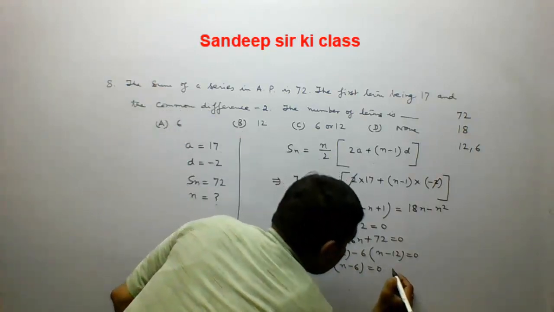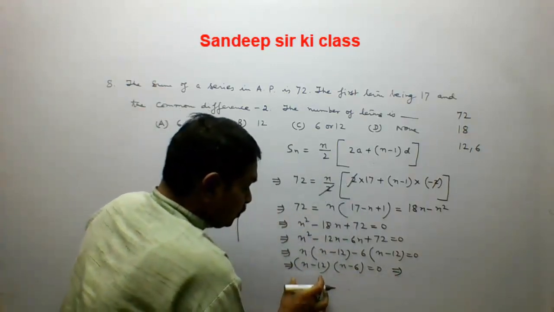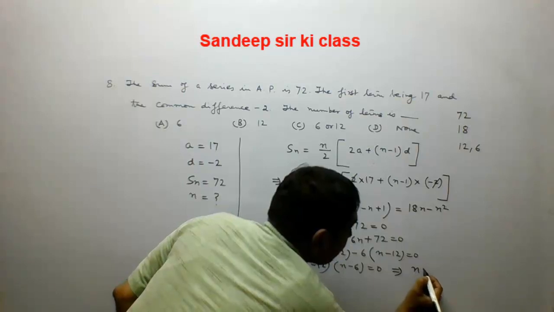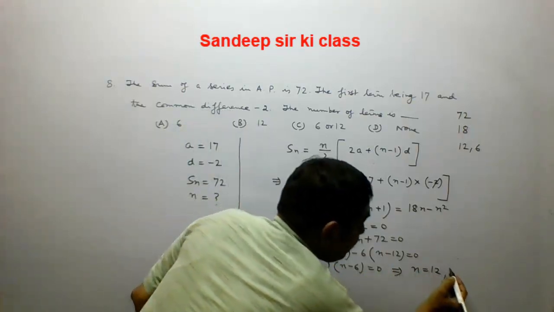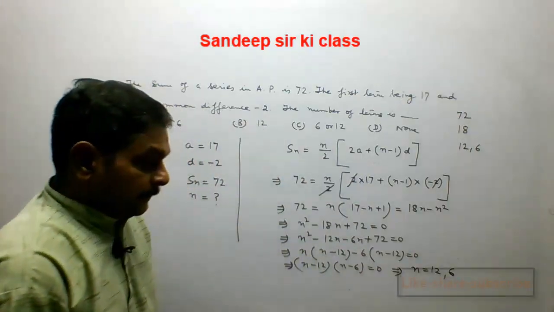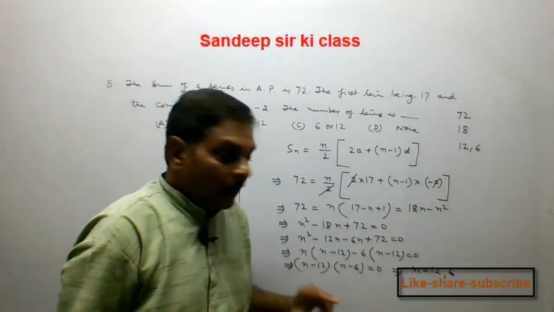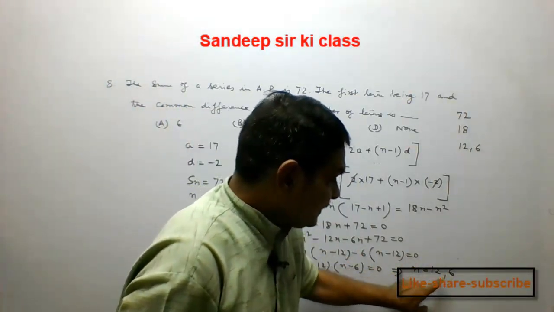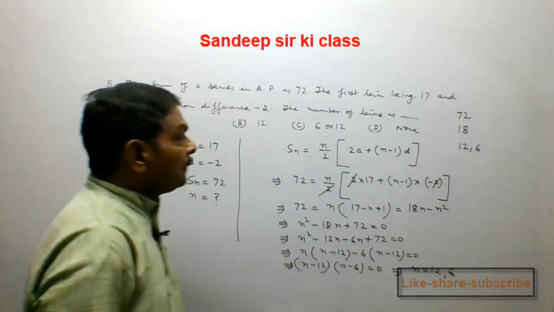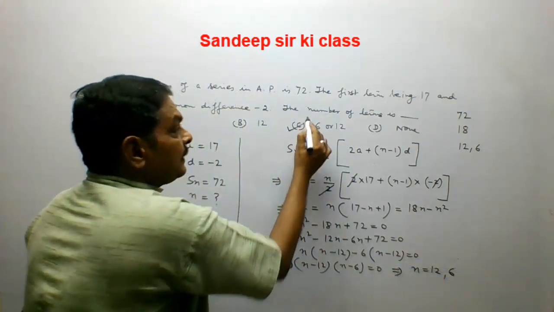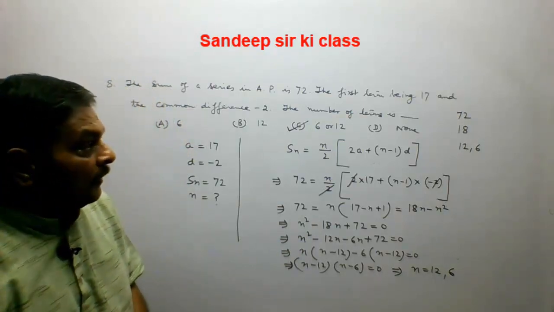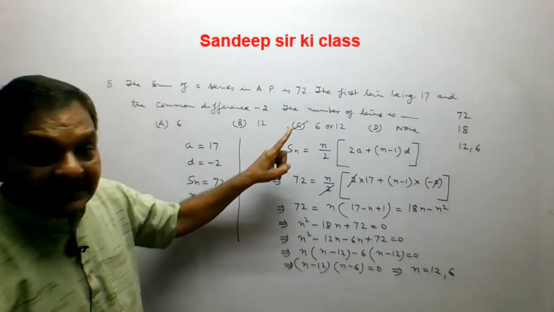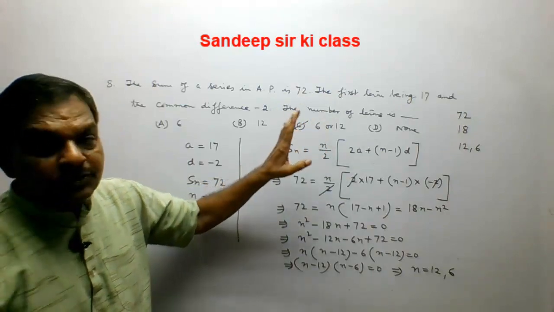That is, if first factor is equal to 0, then n is equal to 12. And if n minus 6 is equal to 0, we obtain n is equal to 6. That is, two values of n are obtained. One is 6 and second is 12. So here option C is correct, 6 or 12. These are two values of n, that is the number of terms of the series.